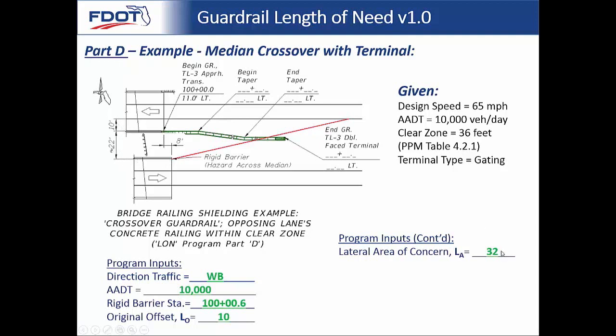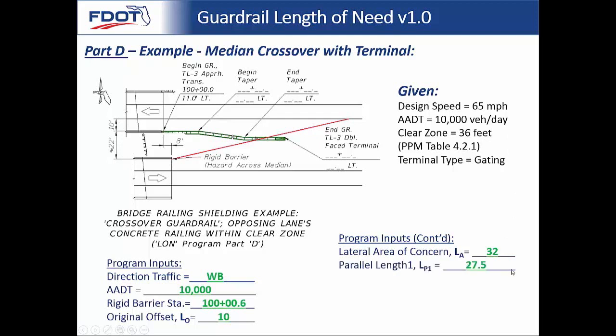And that just also happens to be our lateral area of concern because it's well within the clear zone. Remember, LA, you have to design for the lesser of the two, the extent of the clear zone or the back of the hazard, for the most efficient guardrail design. And so you can go ahead and use the value of 32.